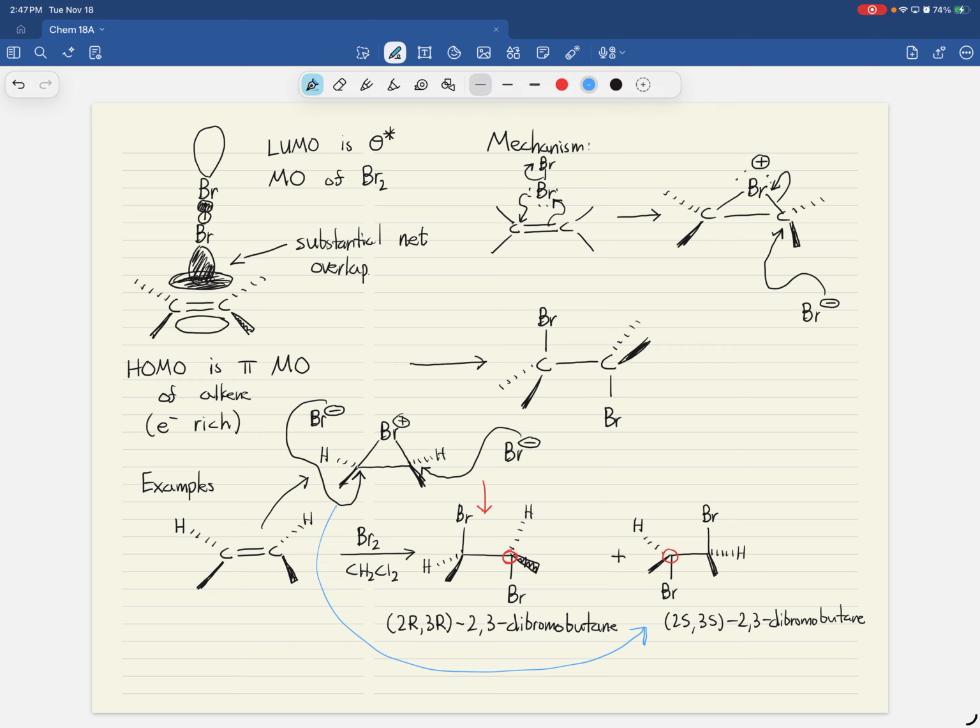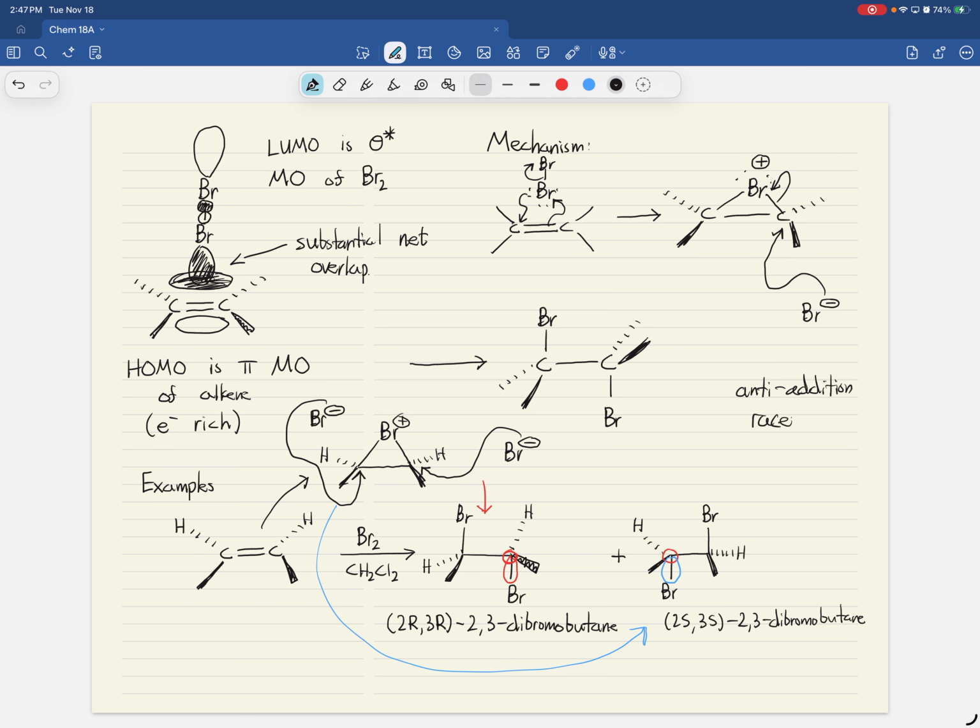Sorry, a little messy there. But you see where the bromine's attacking? It's always attacking opposite of the C-Br bond. So that's why this red group here appears in the down position. And this group here appears in the down position. Because that's where the bromine added. All right, so you get anti-addition.